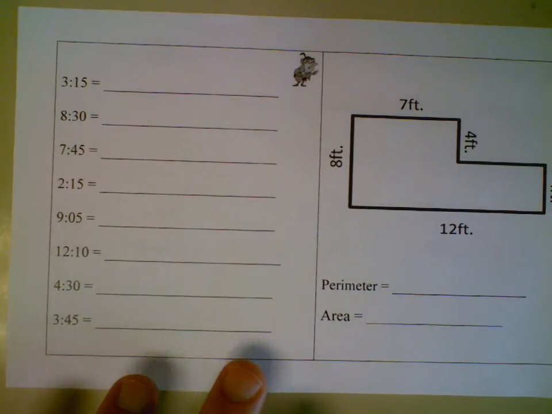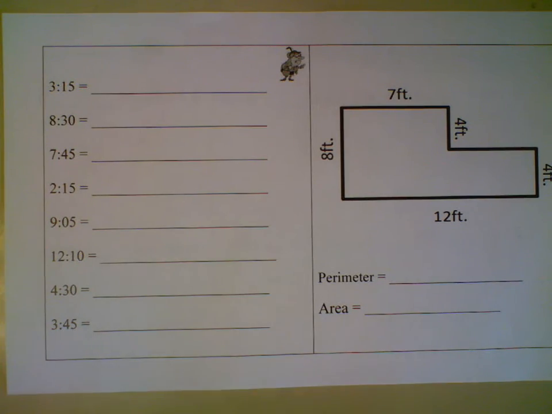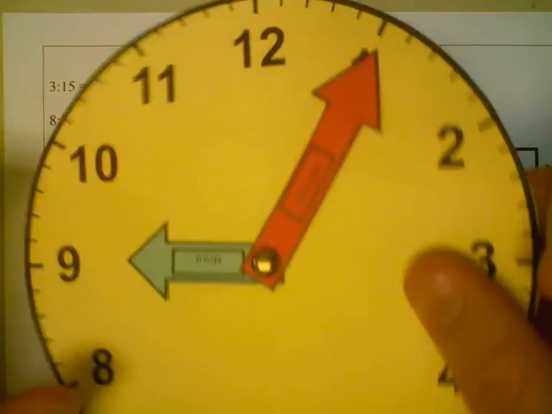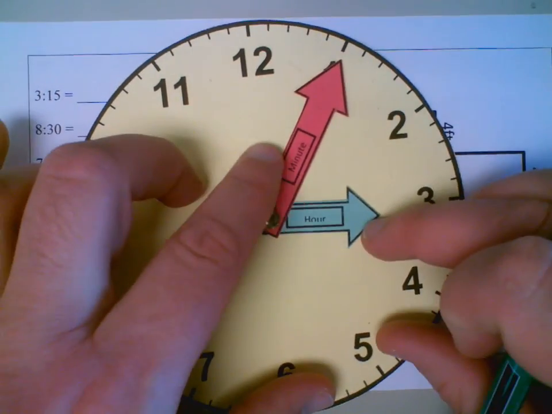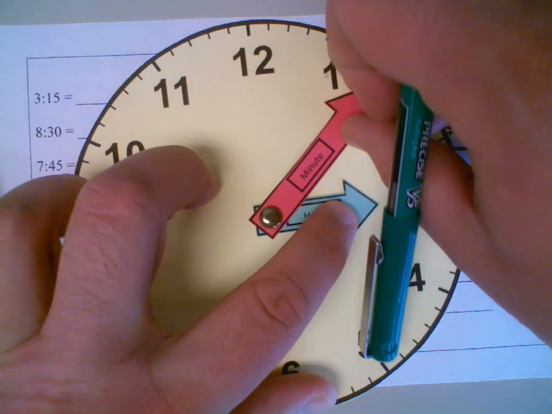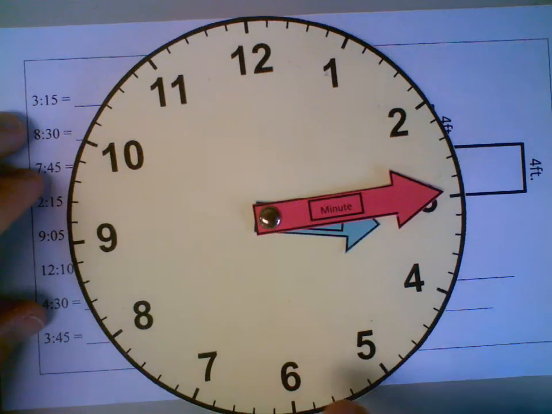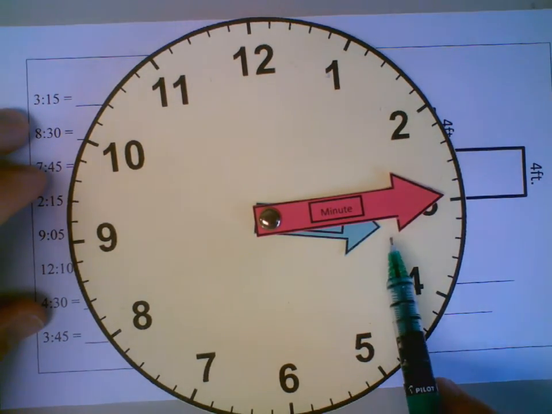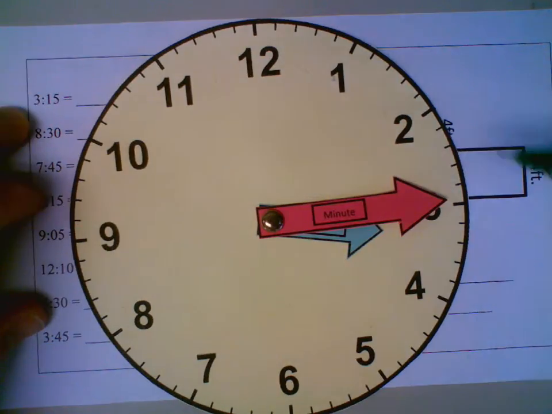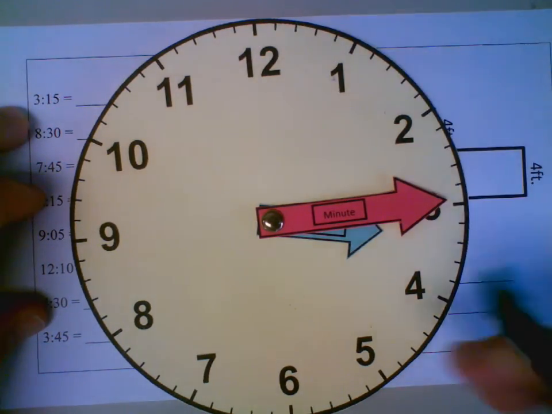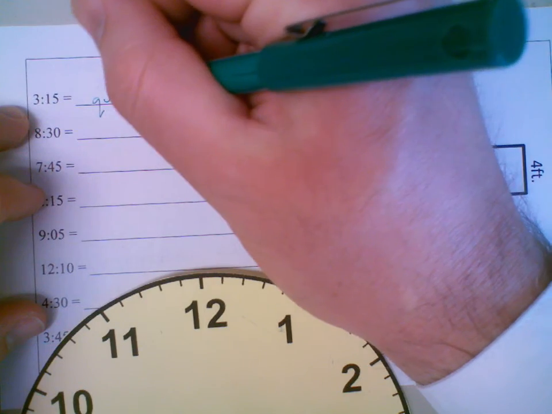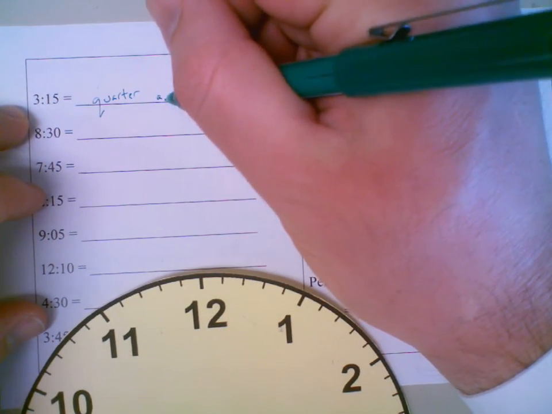All right, you're going to do a few today. I'm going to have you guys do the other way. I give you the time. You got to come up with another way to say it. So 3:15. Let me make a 3:15 here. Oh, this is going to be a tricky one. 3:15. So my hour's a little past the 3. I'm at 15 minutes. So I can say it's a quarter after 3.